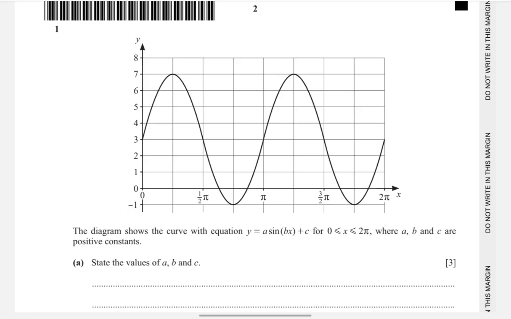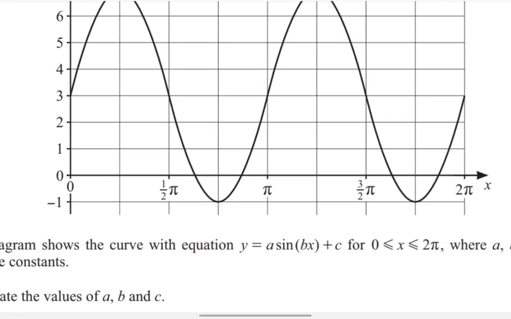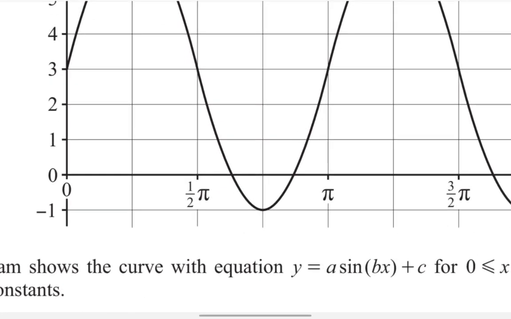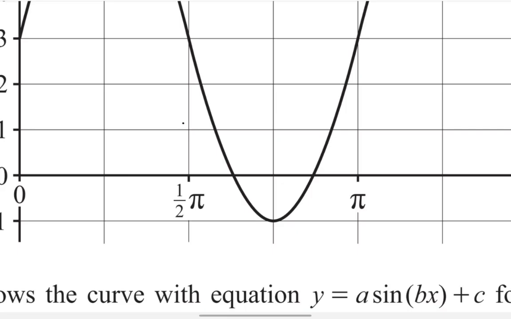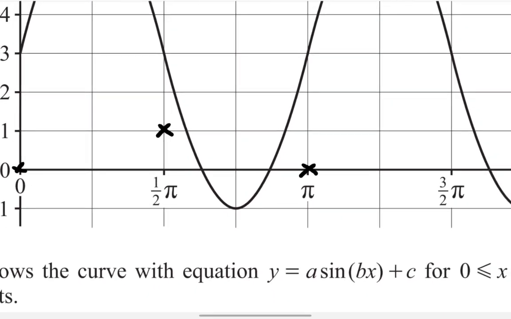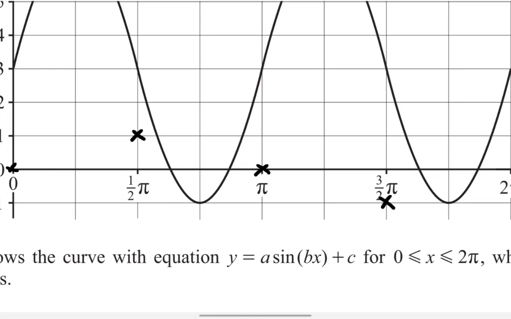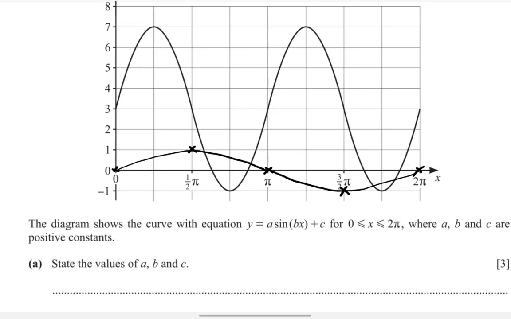And so to get our a, b and c, we're going to consider the graph of sine x, which I'm going to try and sketch. It passes through the origin, half pi, then 3 over 2 pi, and lastly 2 pi, like this. So it looks like this.